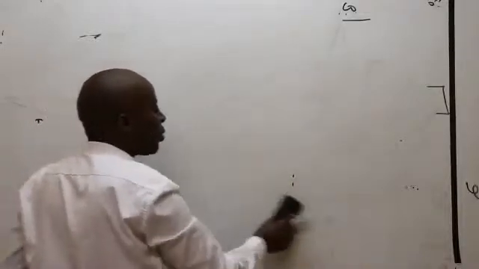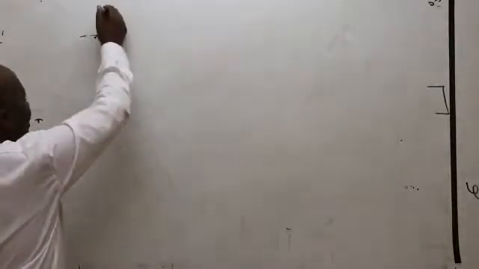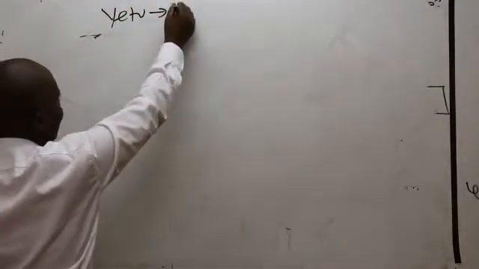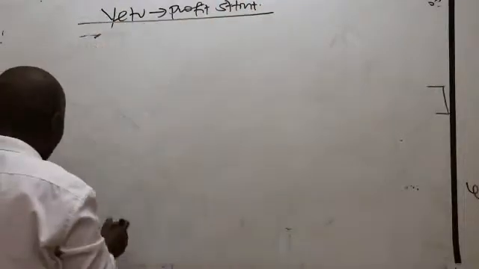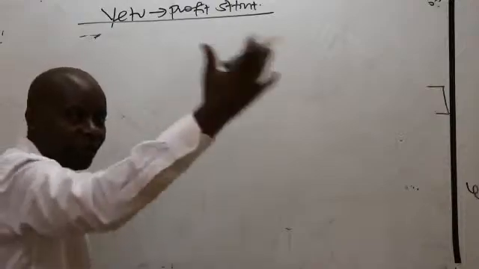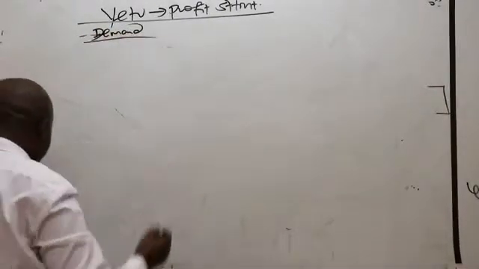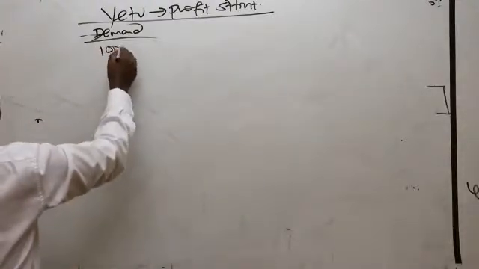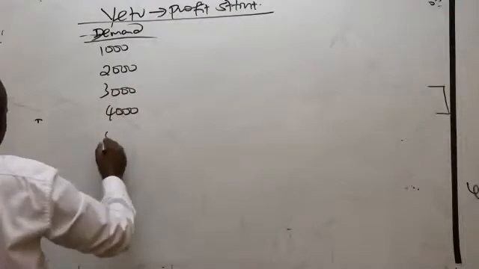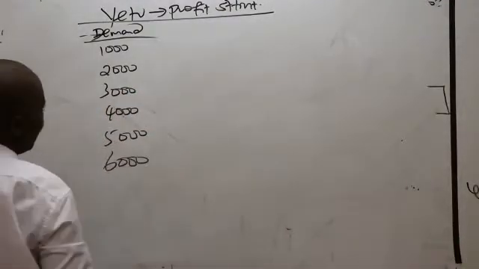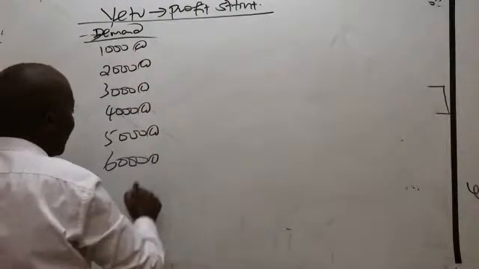So now here they are talking of year two, product year two, so profit statement, product year two. Remember it is X, Y, and year two is the one that is being sold to external customers. So we have here the demand. The demand has been given here. We have 1,000, 2,000, 3,000, 4,000, 5,000, 6,000. Of course, they have given us the selling prices there per unit.